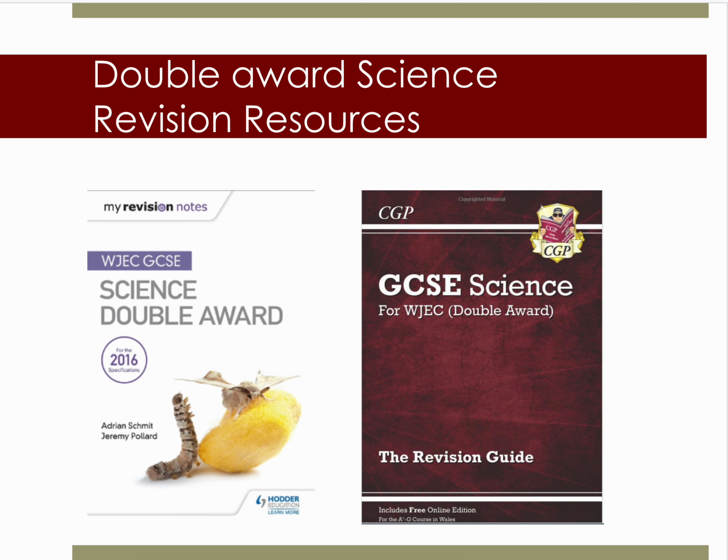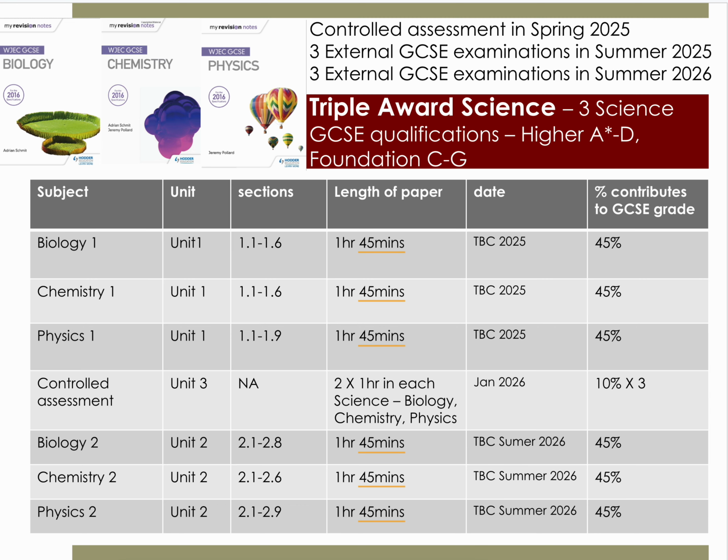Now, in terms of triple science, the structure is virtually identical. The only difference you have is that with triple science, there are 3 GCSEs that they will get. So they'll get 1 biology, 1 chemistry, and 1 physics. And that then there's a bigger contribution there of 45% per exam. And once again, there are different tiers, so higher and foundation, but the majority of pupils who study triple science are completing the higher papers.